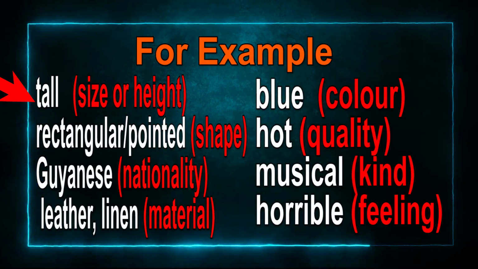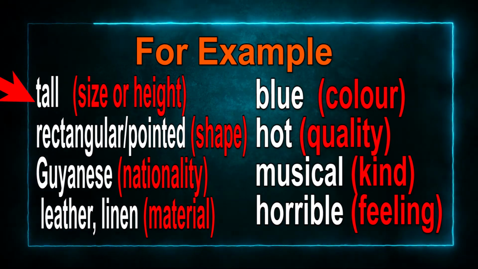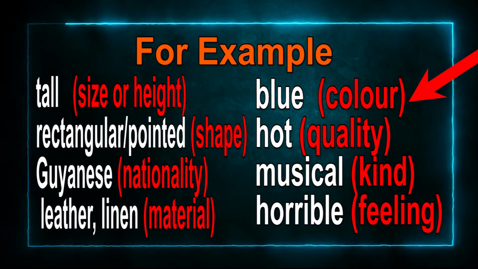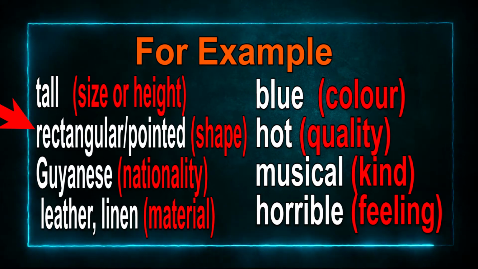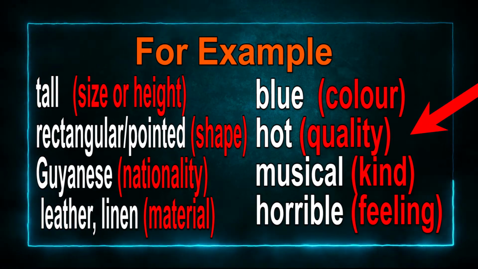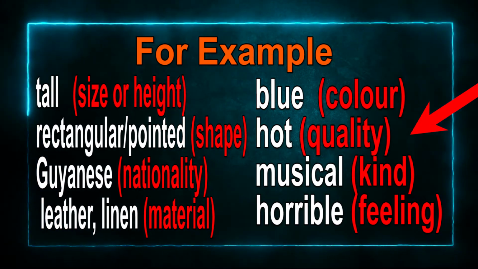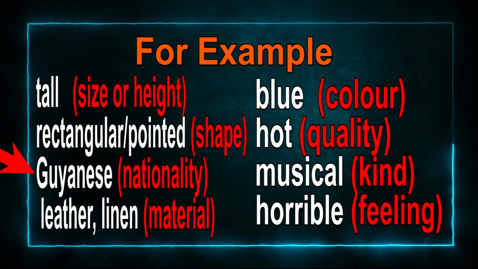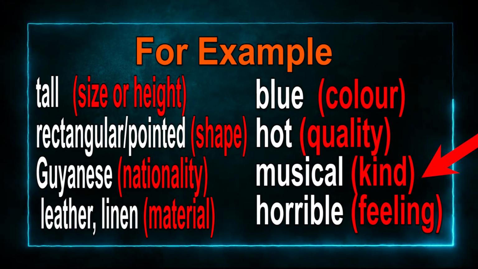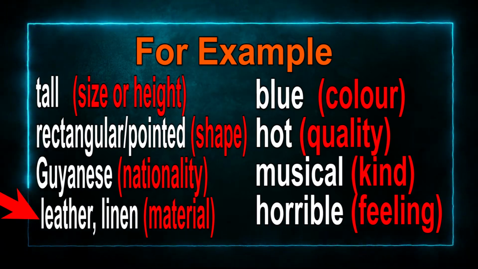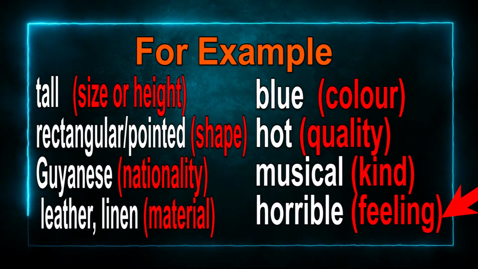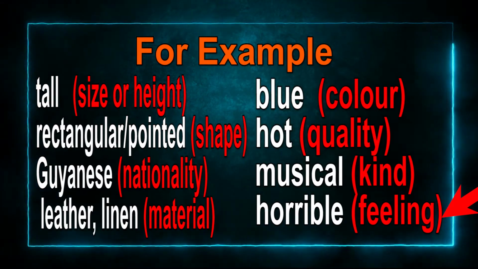For example, adjectives might include tall, which tells us size or height, blue, which tells us color, rectangular or pointed, which tells us shape, hot, which tells us about the quality of something. Guyanese is an adjective that tells us nationality. Musical tells us kind, while leather or linen tells us about the material. The adjective horrible tells us about a feeling.